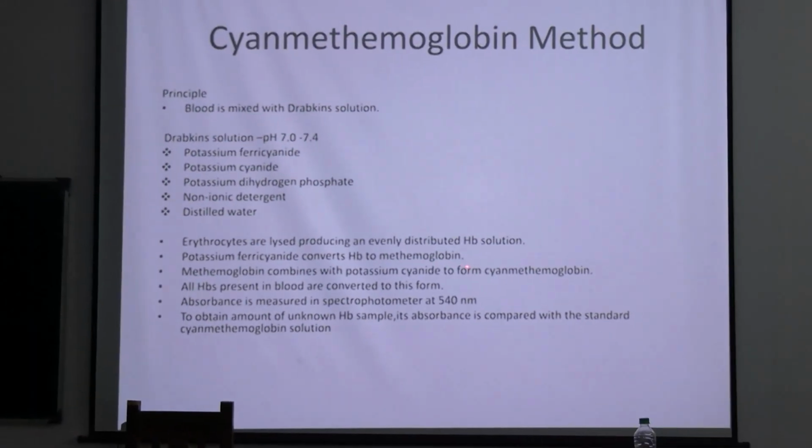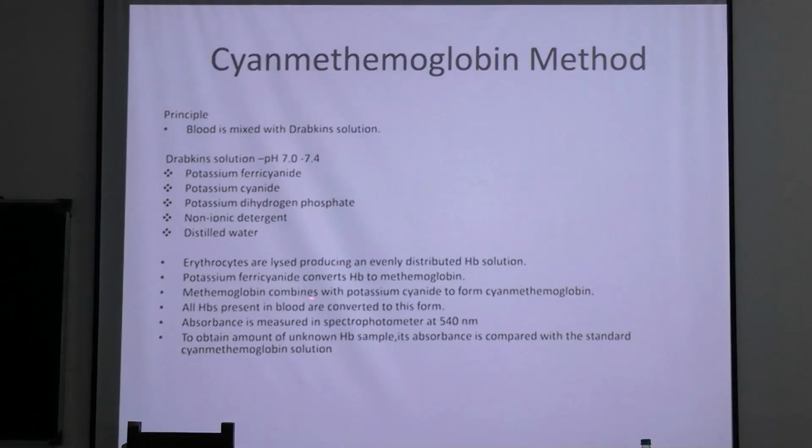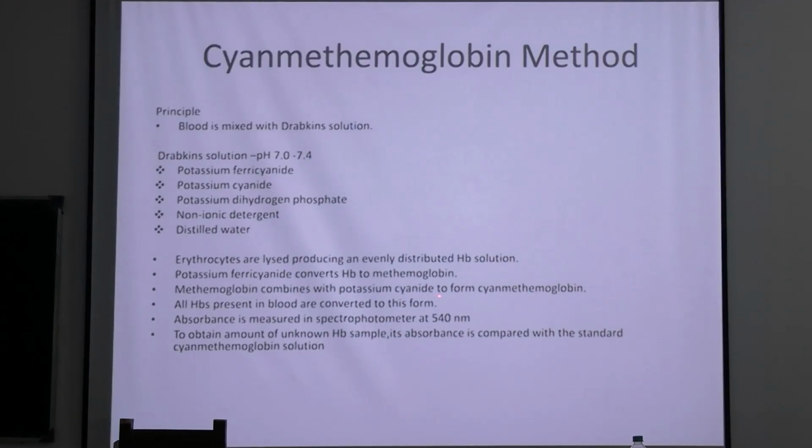So, what happens? When you mix blood with this Drabkin solution, the erythrocytes are lysed, producing an evenly distributed hemoglobin solution. Potassium ferricyanide converts hemoglobin to methemoglobin. Methemoglobin combines with potassium cyanide to form cyanmethemoglobin. Okay. The first thing is potassium ferricyanide.